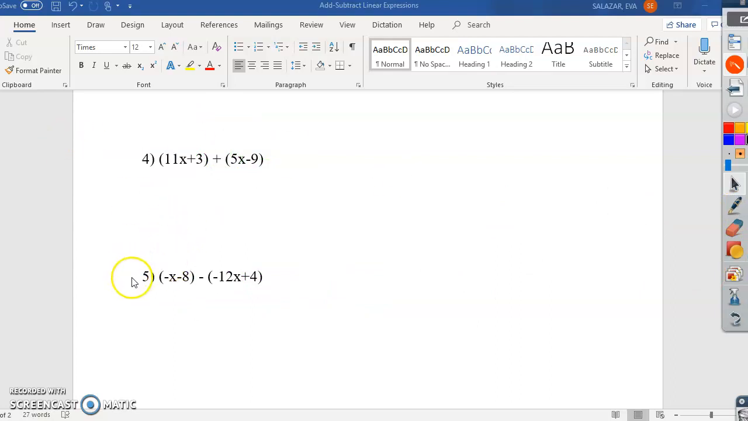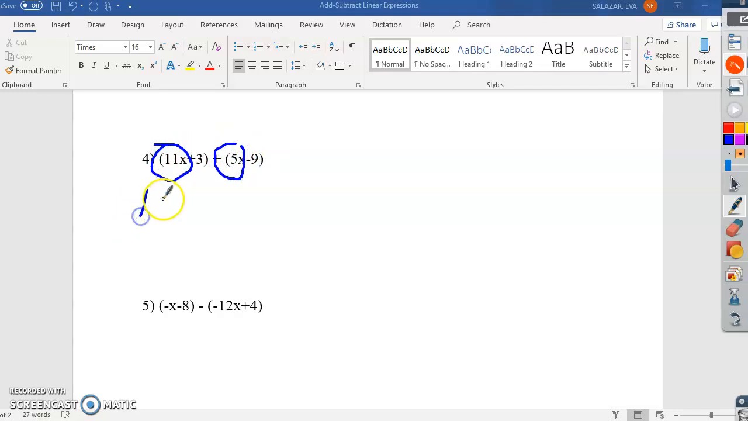Now with this one here, we're looking at an addition. So adding linear expressions, easy. Because this one, I don't have to worry about changing anything on my second expression. I'm just going to combine 11x with 5x, and that's going to give me 16x. And then you have plus 3 minus 9, different signs. We're going to subtract 9 minus 3. That's going to give me 6, and I'm going to keep it at negative 6.